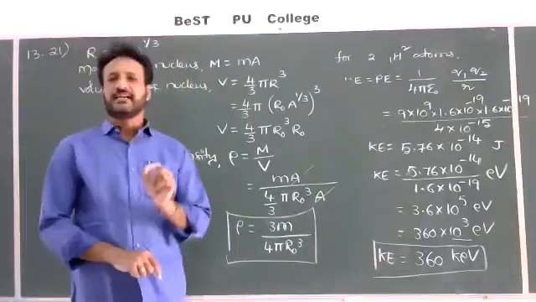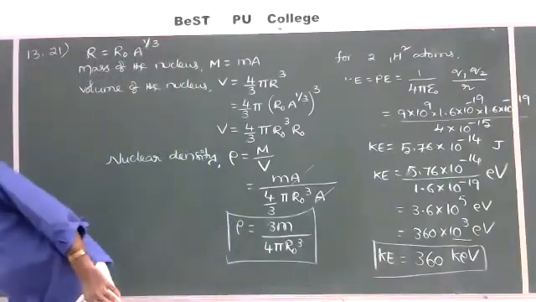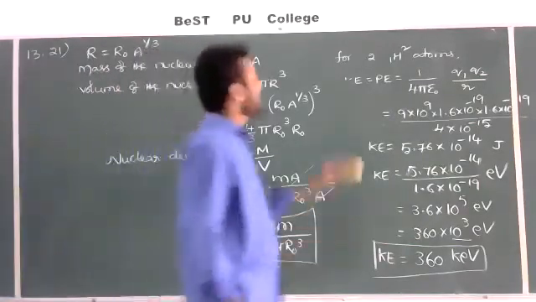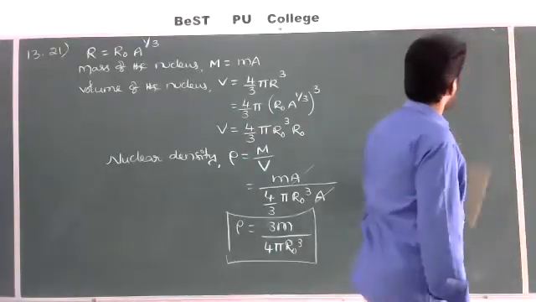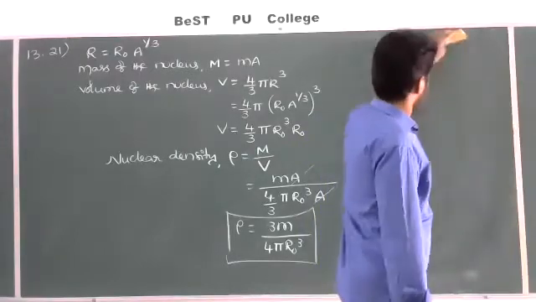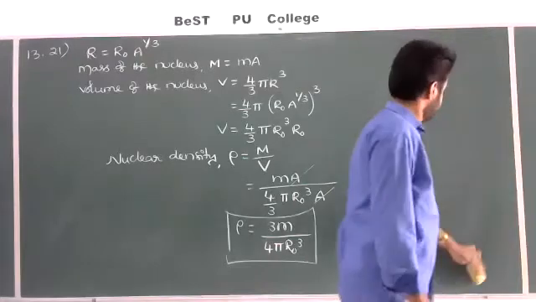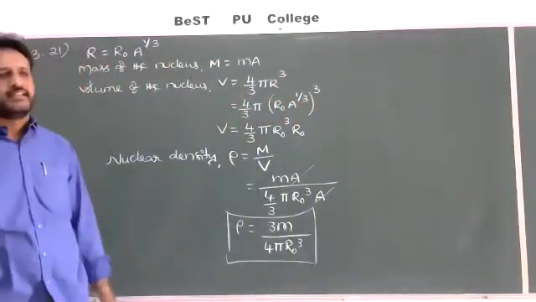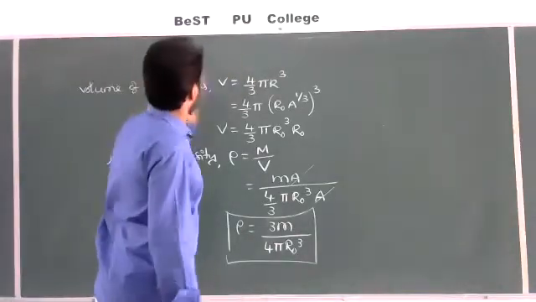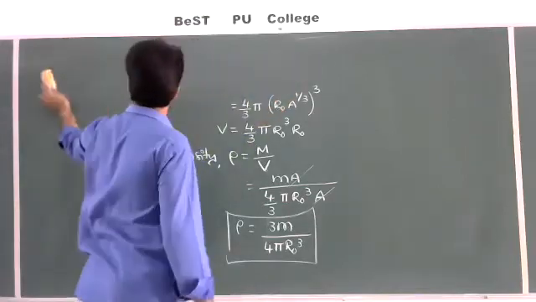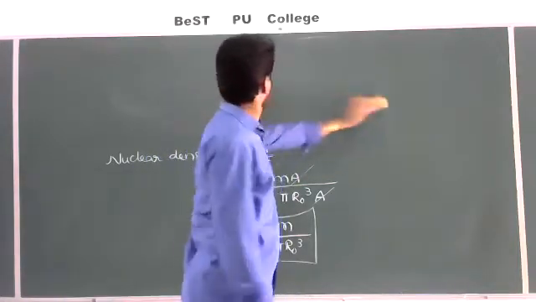Therefore, nuclear density is independent of the mass number, that is, it is a constant for all the nuclei. That is question number 21, I think.